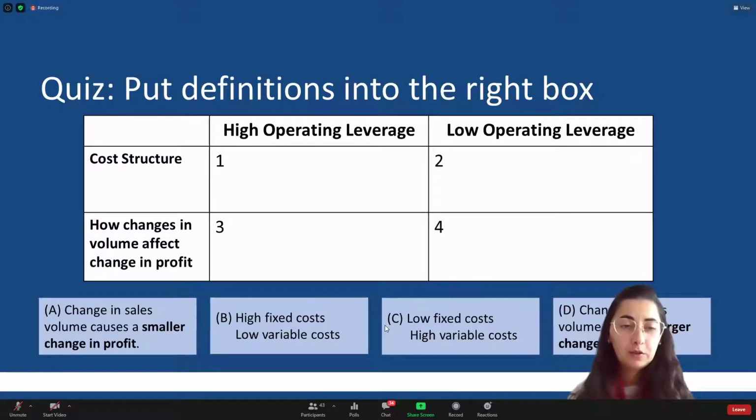But basically we want to put the boxes from the bottom in the boxes that we have there in the table. So box A, changes in sales volume causes a smaller change in profit. So we can look at operating leverage, looking at the cost structure of the organization, and also at how changes in the volume affects change in profit. So the cost structure basically is in terms of fixed and variable costs. When we have cases of high operating leverage and low operating leverage. So if you cannot see the poll, you can at least answer in the chat if you want.